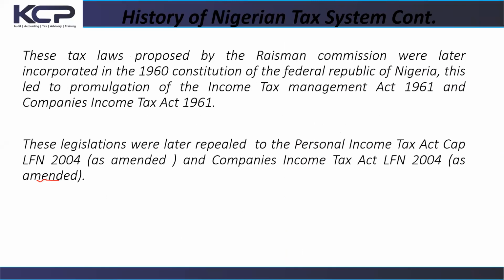And we were able to also identify that drawing from the colonial system was the Raisman Commission that had impact on our constitution in 1960, that gave rise to the Income Tax Management Act that was later changed to the Personal Income Tax Act, then also the Company Income Tax Act, initially, first of all, enacted in 1961 and subsequently repealed by various tax amendment instruments.